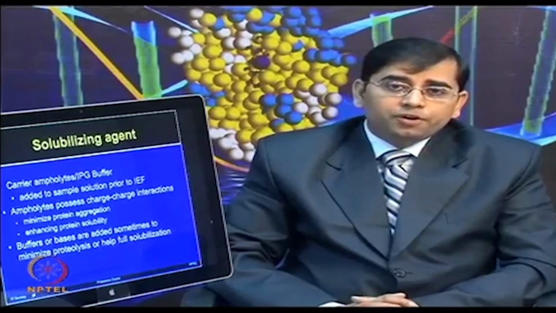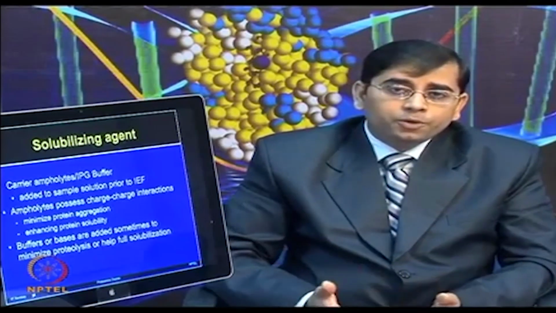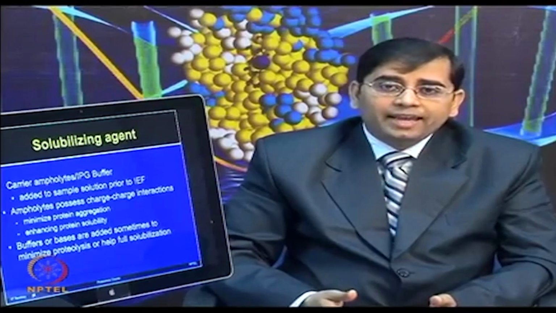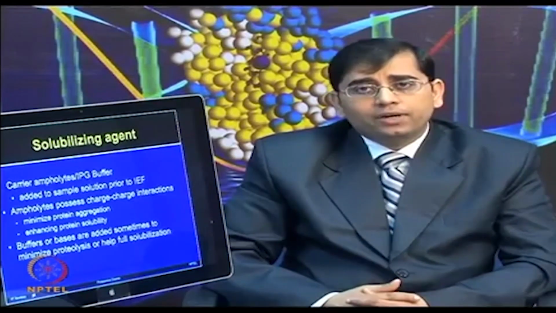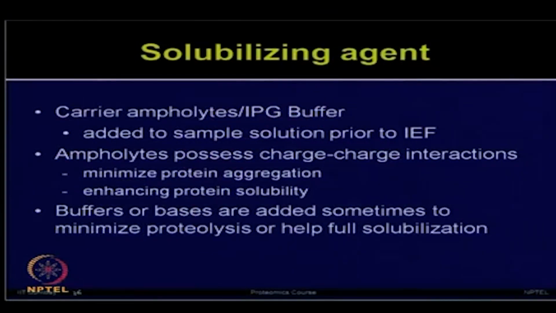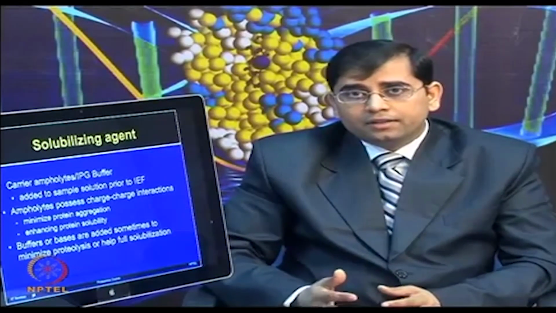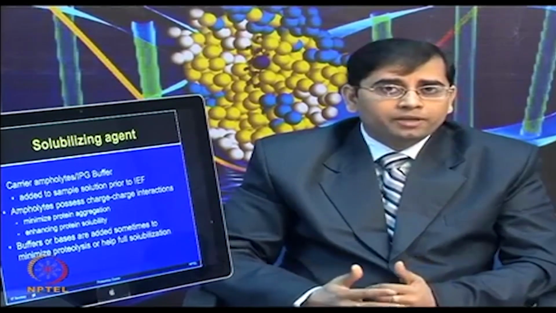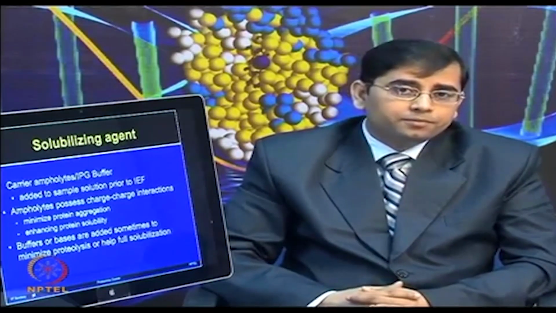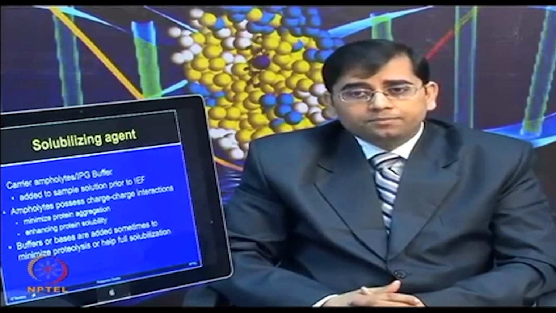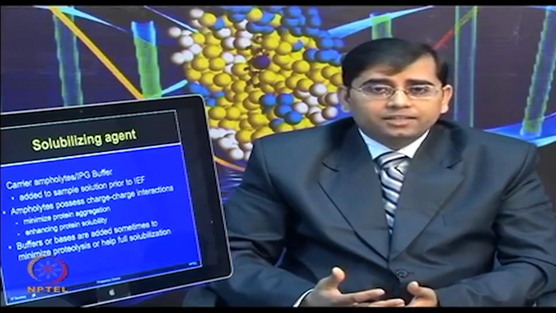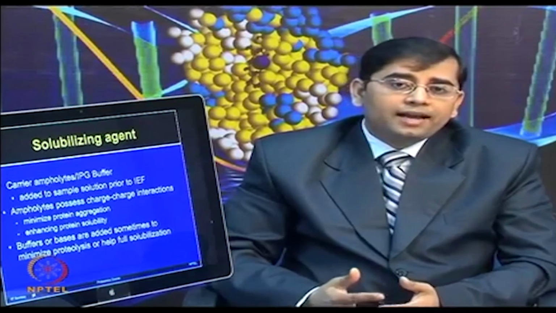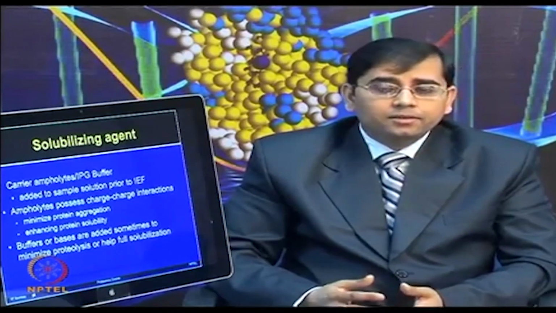If your aim is to perform isoelectric focusing from your samples, the solubilizing agent should include the carrier ampholytes or immobilized pH gradient buffers. These are added in the sample solutions prior to the isoelectric focusing step, which we will talk about in the next lectures when we talk about different steps involved in performing a gel based proteomics experiment. The ampholytes possess charge to charge interactions. They minimize protein aggregation and enhance the protein solubility.